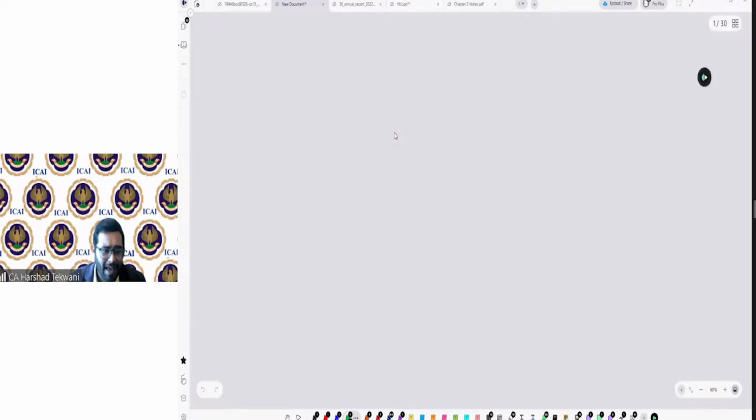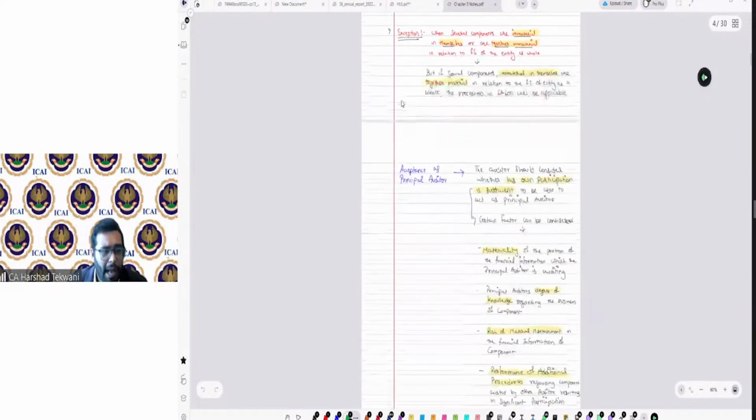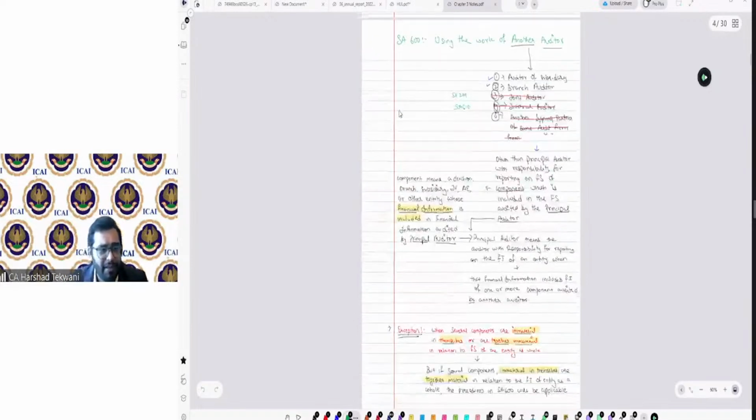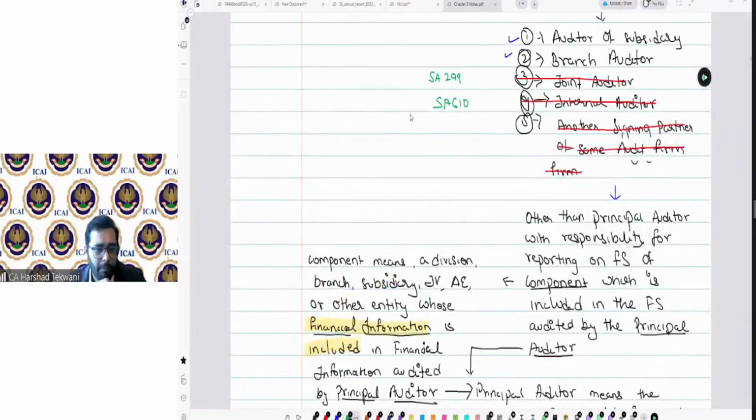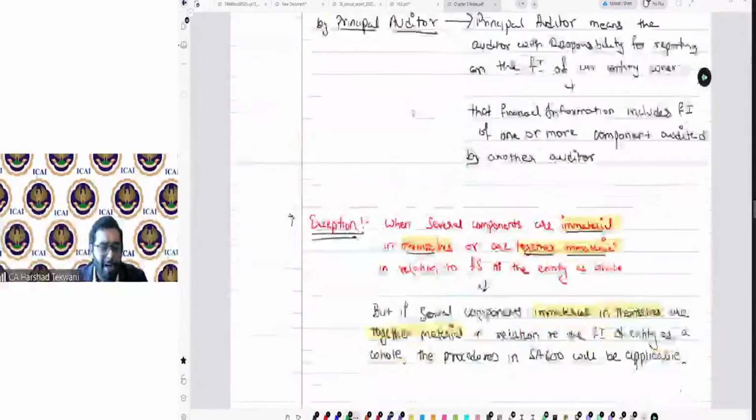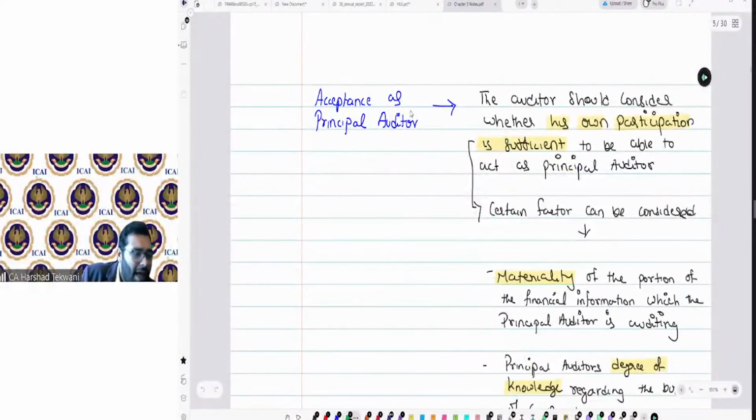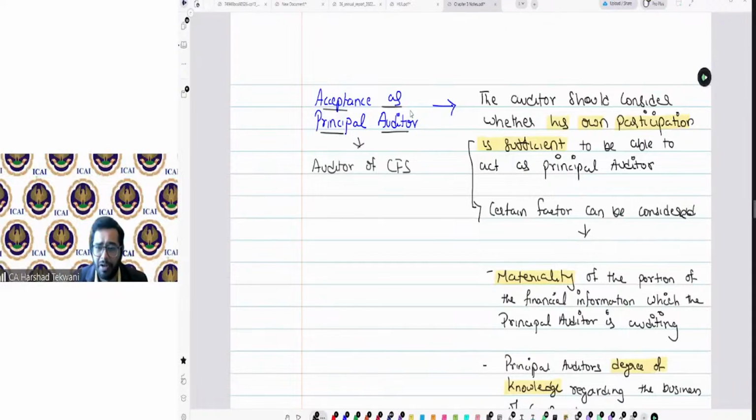Remember when we were discussing SA 600? Okay, I discussed a particular area. So this is SA 600. At that particular point in time, I discussed one area, acceptance as principal auditor. And when I talk about the principal auditor, this principal auditor means the auditor of the consolidated financial statement. In other words, before accepting as a principal auditor, the auditor needs to understand whether his own participation is sufficient to be able to act as a principal auditor.